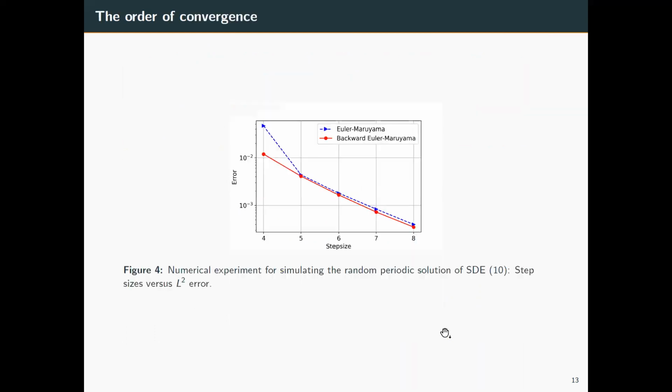And the final example is where we compare backward and forward. You can see when the step size is large, the backward method will give you a smaller error, and when the step size is small, they will give you more or less the same error. This means that when the step size is large, the backward Euler-Maruyama method will give you the advantage of quick or early convergence. Thank you.